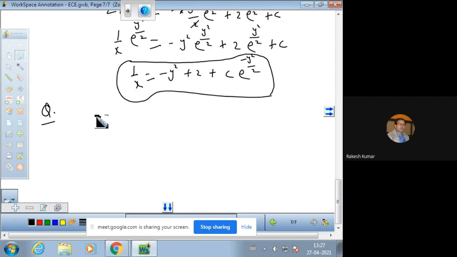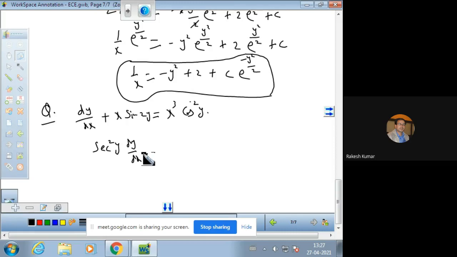And let us proceed again. You have to solve the differential equation dy by dx plus x sine of 2y is equal to x cube cos square y. So dividing throughout by cos square y, that will be secant square y dy by dx plus x. The formula of sine 2y is 2 sine y cos y, over cos square y, is equal to x cube. One cos is removed from here.